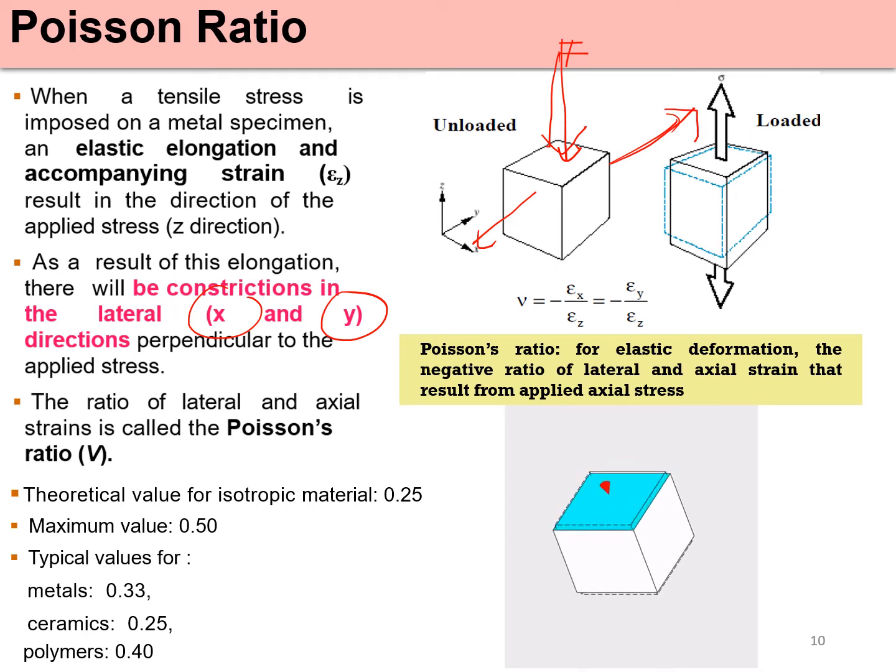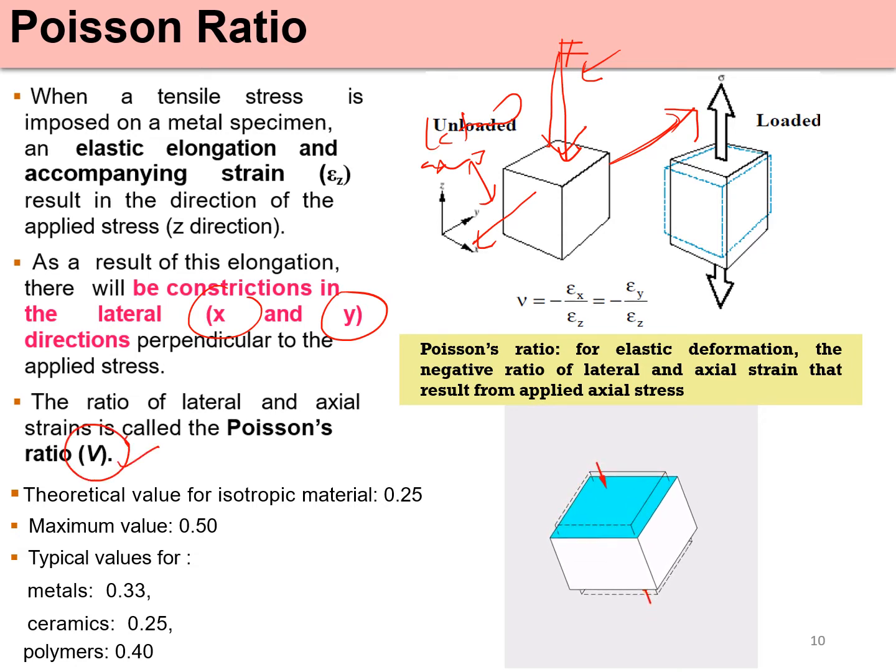So the load direction is what we call the longitudinal, and the perpendicular one is the lateral axis. This is the longitudinal. So we can say that the ratio of the lateral and the axial strain is called the Poisson ratio, denoted by nu.